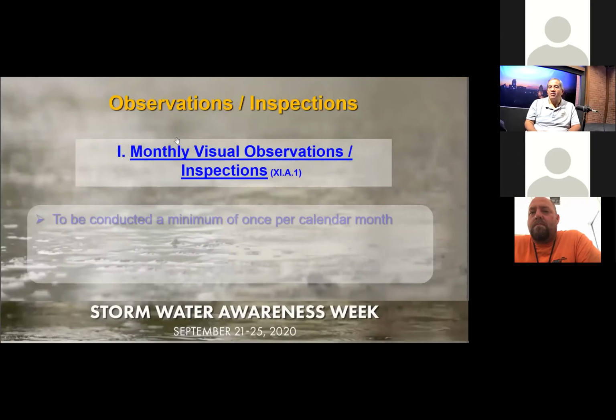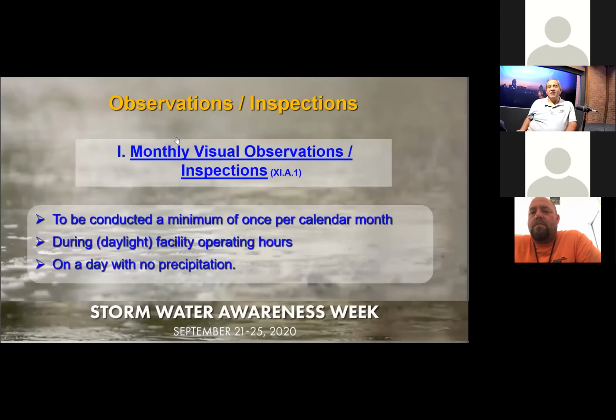Okay, so let's talk about your monthly visual observations. First of all, they need to be conducted a minimum of once per calendar month. So again, to reiterate from the previous part, your stormwater year is July 1st to June 30th. So it's a fiscal year. Some people think, oh, the stormwater year is January 1st. No, actually, January 1st is in the middle of your stormwater reporting year. It actually starts July 1st.